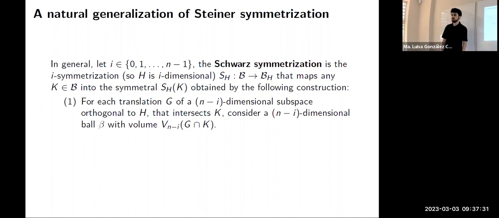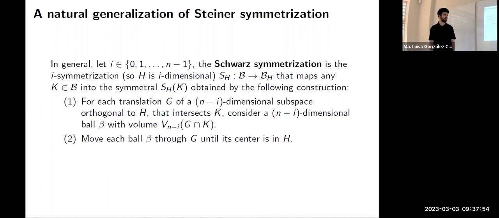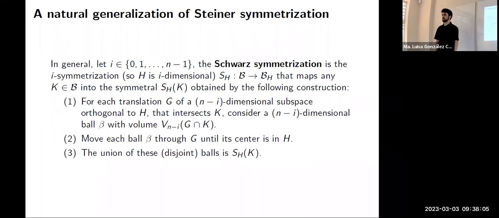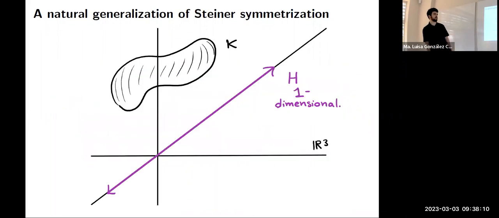So for each translation G of an n minus i dimensional subspace orthogonal to H that intersects K, we consider an n minus i dimensional ball with volume the n minus i dimensional volume of G intersected with K. Now we move each ball through G until its center is in H, and then the union of these disjoint balls is our symmetral. So here is a visual example.